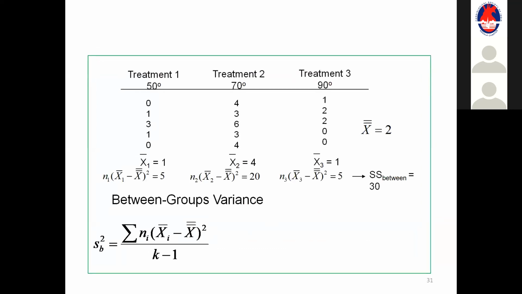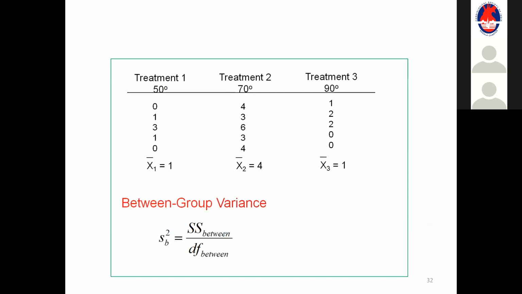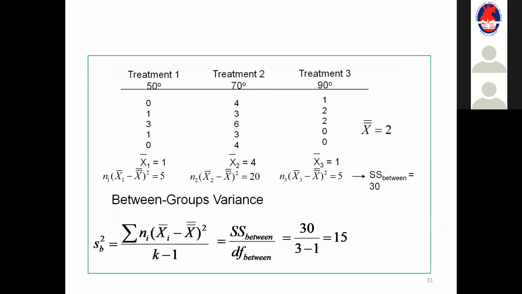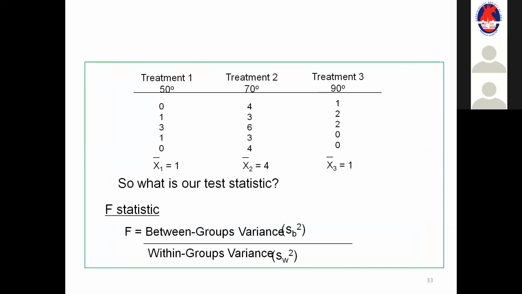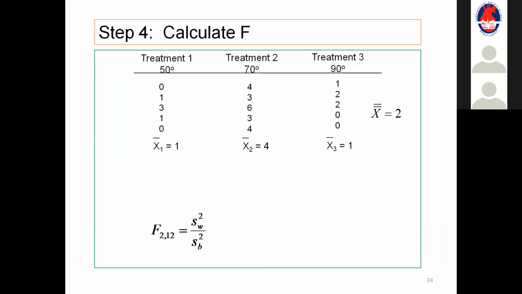So the degrees of freedom would be k minus 1, which is 3 minus 1, so 2. We discussed this before. Between group variance is a summary of how much each treatment mean varies from the grand mean. The F statistic will be the between group variance divided by the within group variance. So 15 divided by 1.33, which results in 11.